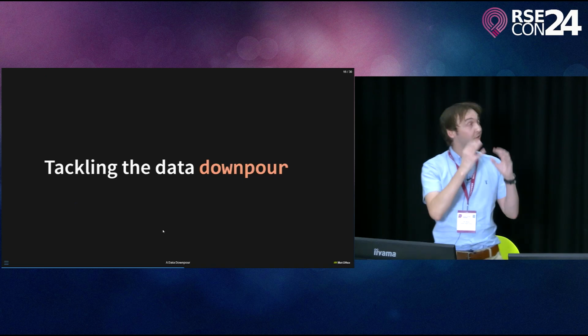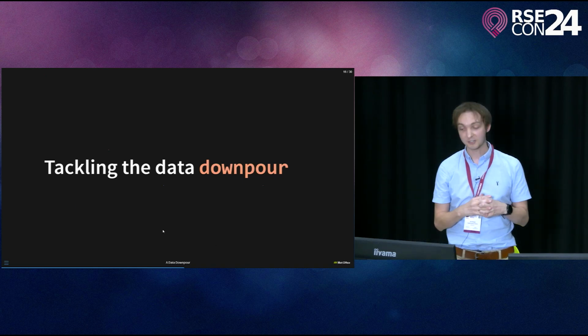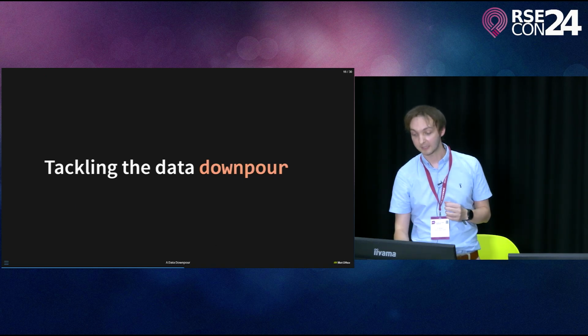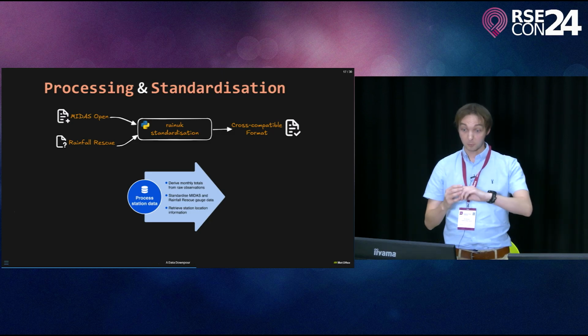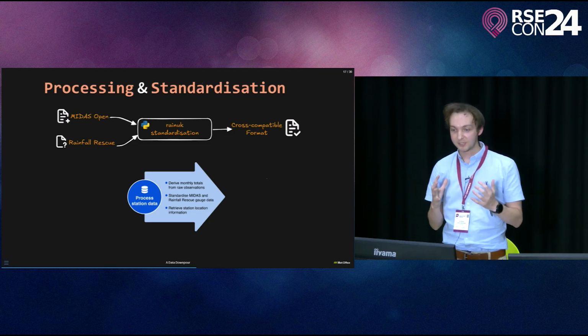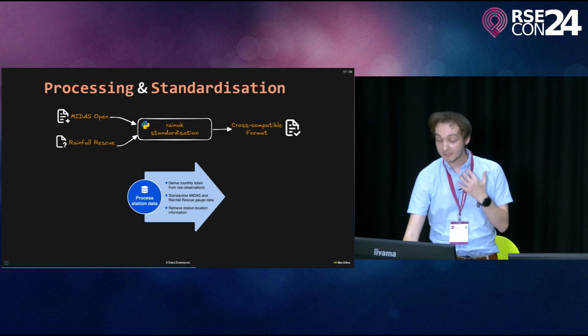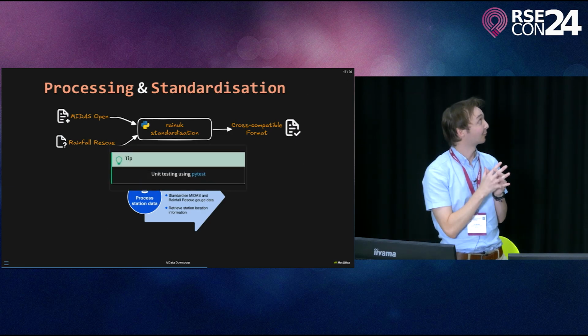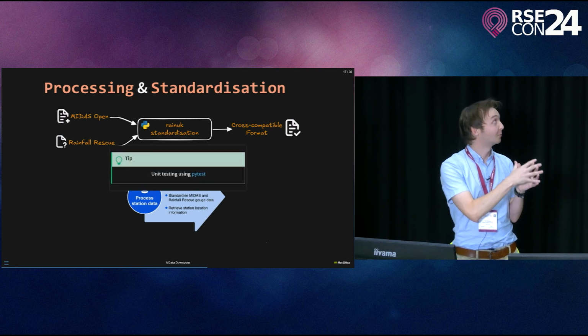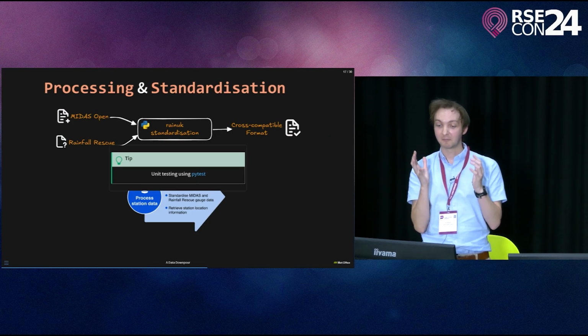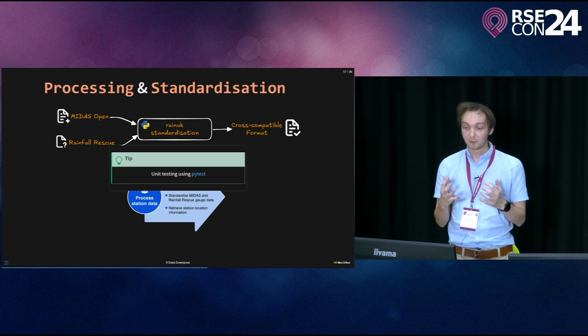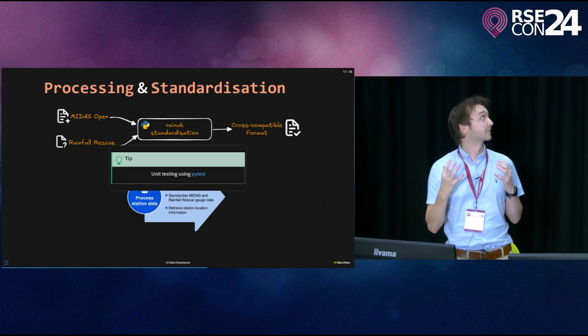Okay, so there are just a few ideas for setting up the package. I wanted to talk a bit about how we're tackling the data downpour. So we have Midas Open and Rainfall Rescue. We're trying to standardize, as mentioned before, and I guess the main thing that's difficult here is aggregating Midas Open into these monthly values. And so this is possible, but definitely not recommended to do without extensive testing.